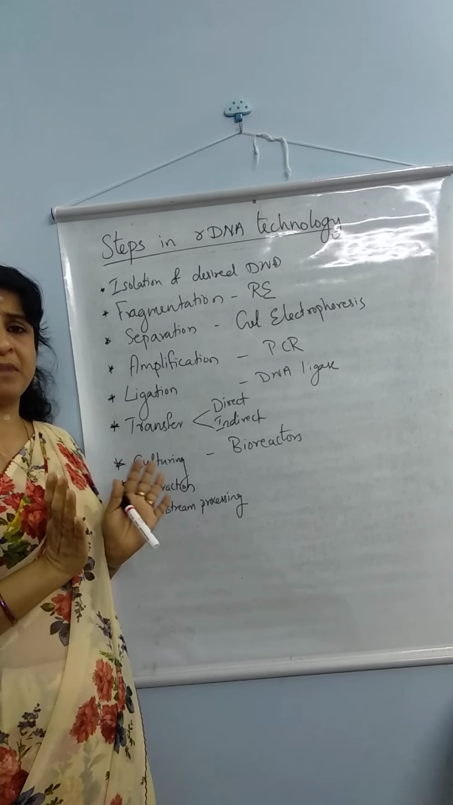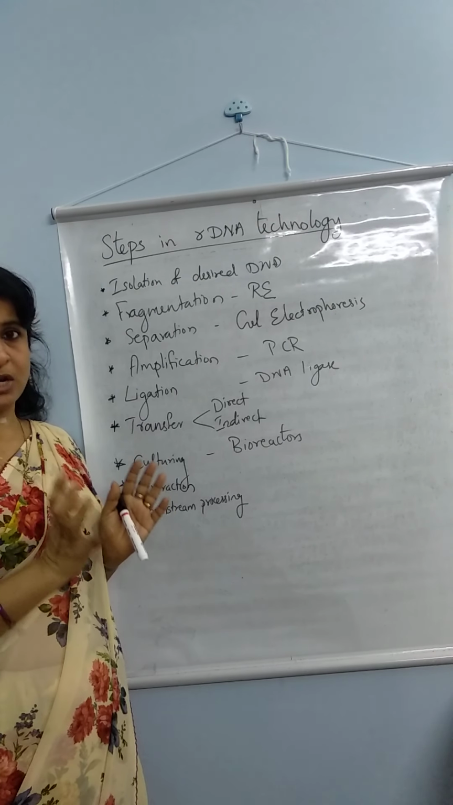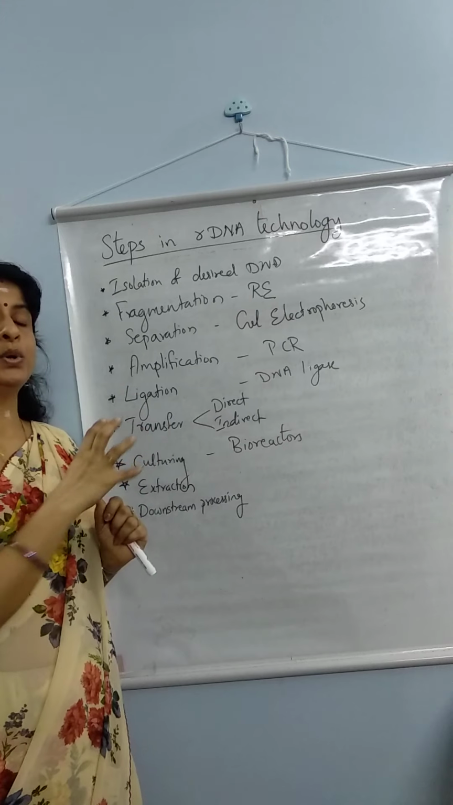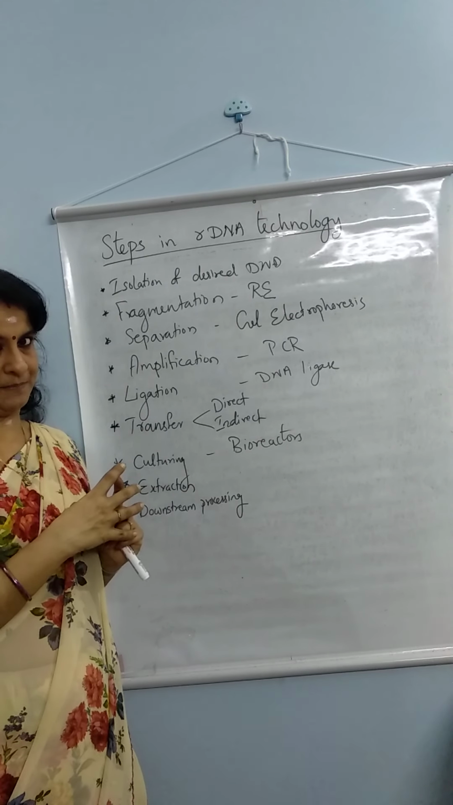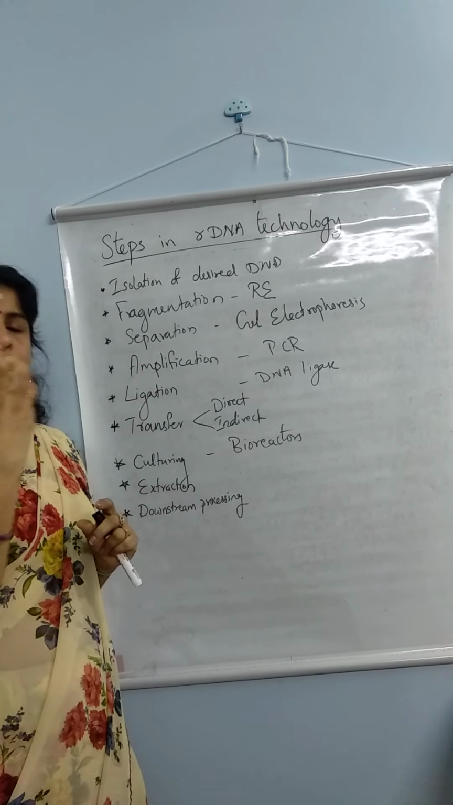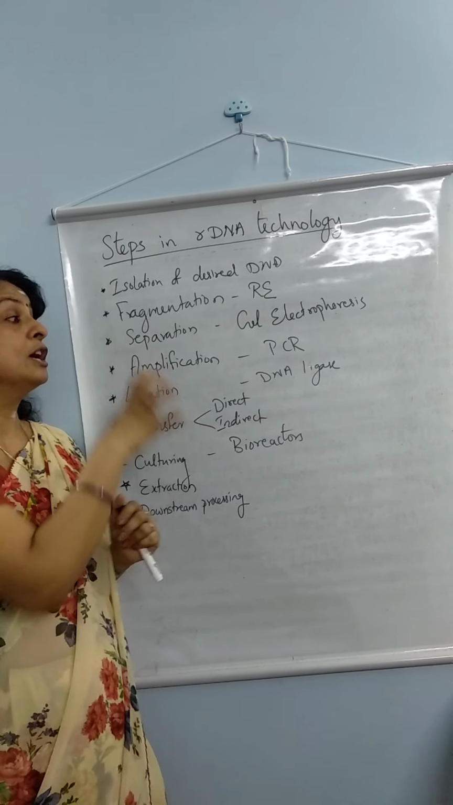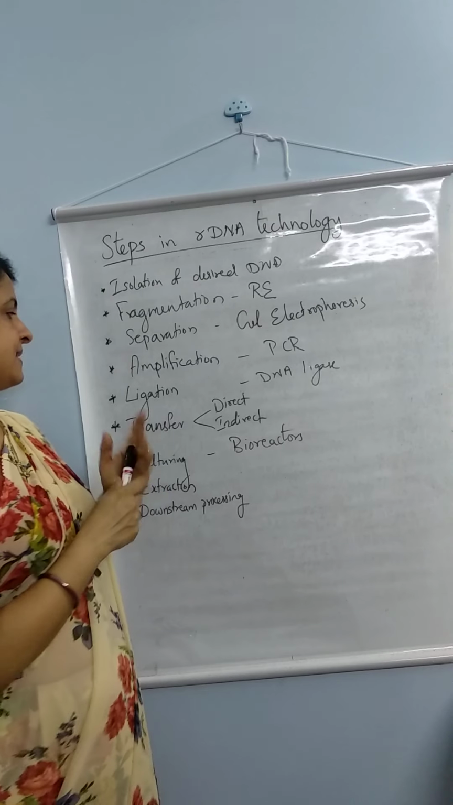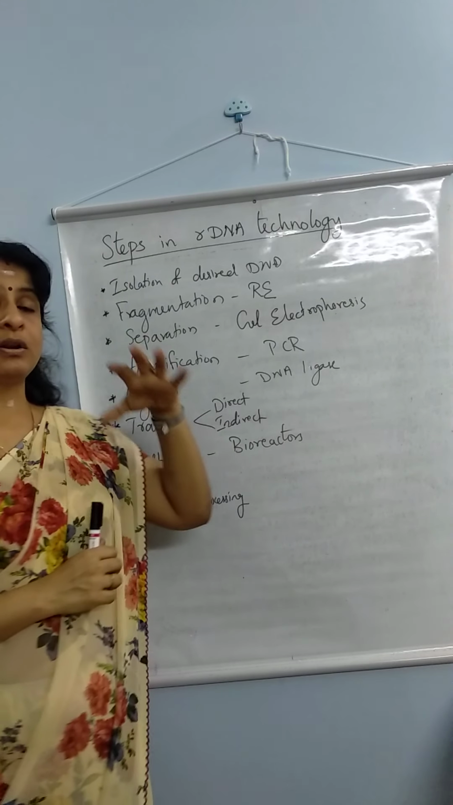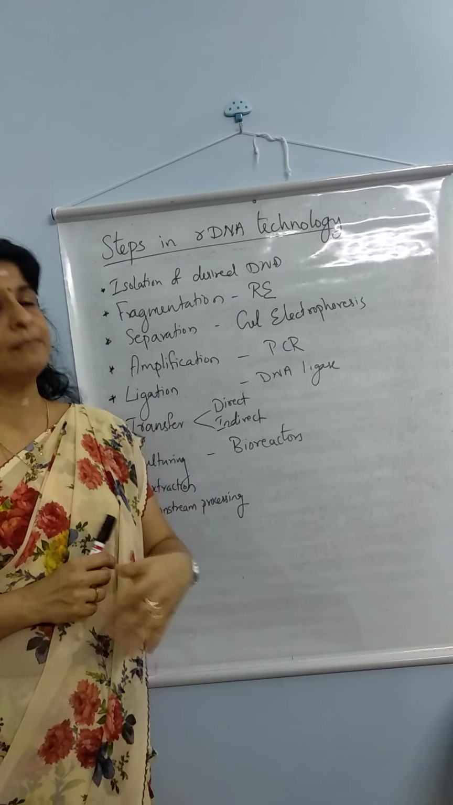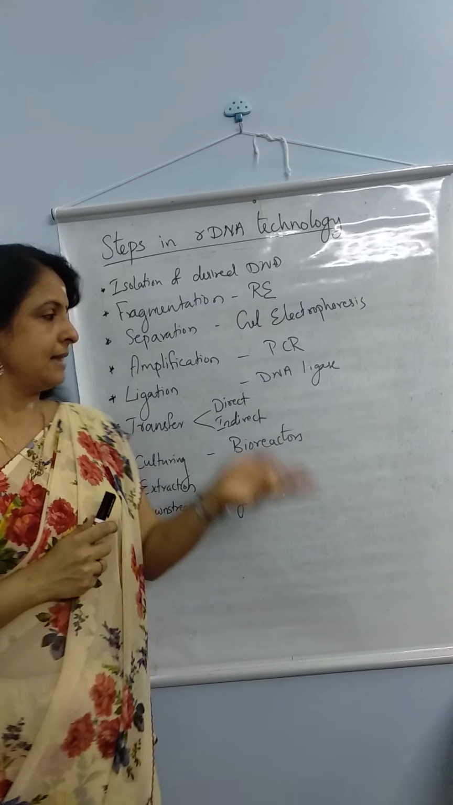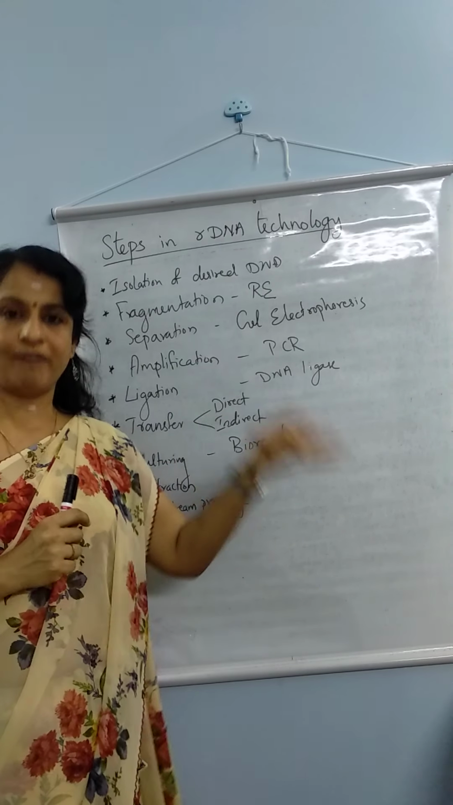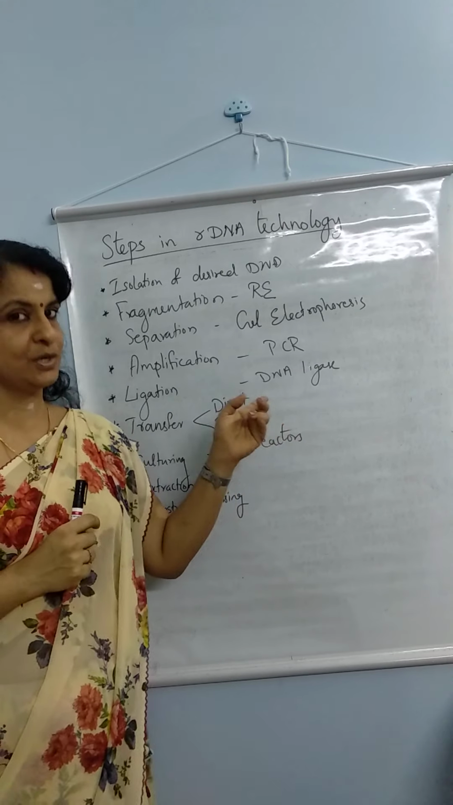Then, we have made enough copies of the foreign gene or the desired gene. Now we are going to join it to the vector, or directly we are going to give it to the host organism. That is done using the enzyme DNA ligase to join. That is called ligation. Now we are transferring it to the host organism either directly, that is the direct method, or through a vector, then we call it an indirect method.